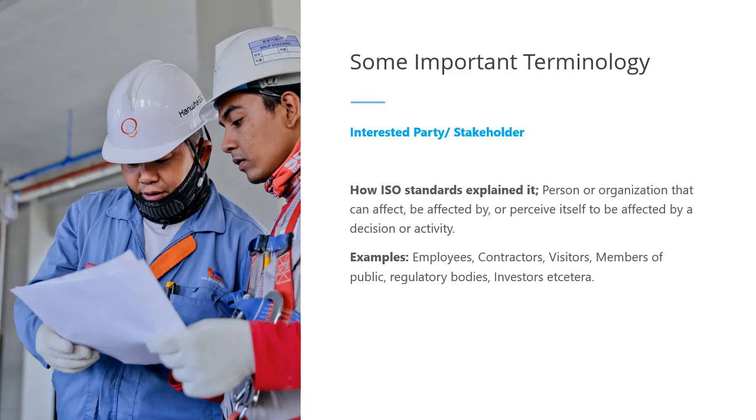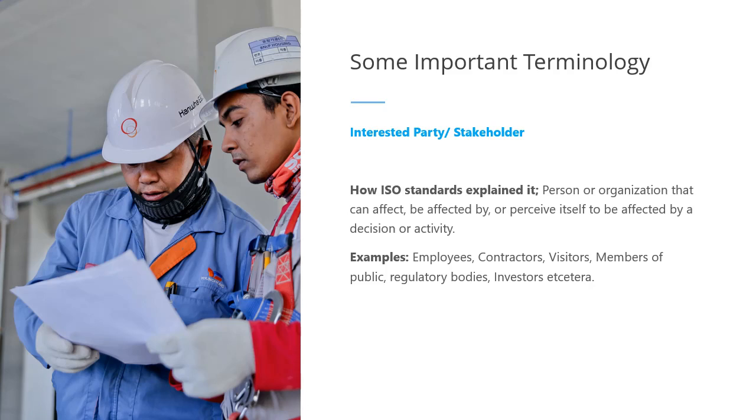Interested party or stakeholder. It is a person or organization that can affect, be affected by, or perceive itself to be affected by a decision or an activity. You must be thinking, what is meant by perceive itself to be affected by a decision or activity? Perceive itself to be affected is a situation when someone thinks that the organizational activity shall have occupational health and safety issues for them. The perception of being affected by a decision is subjective and may not always reflect the reality of the situation.